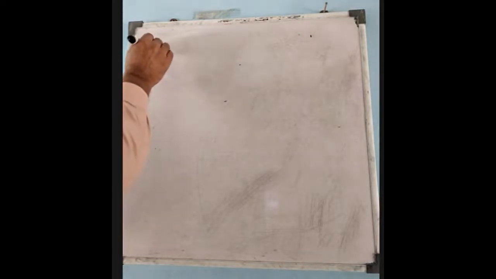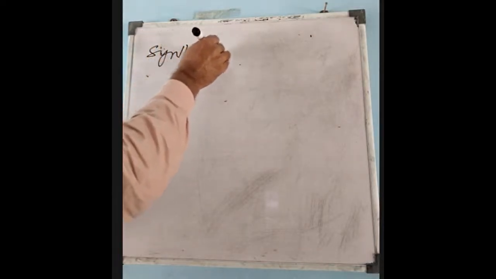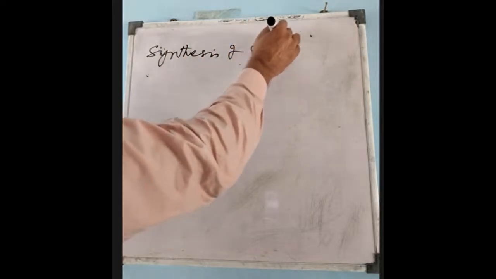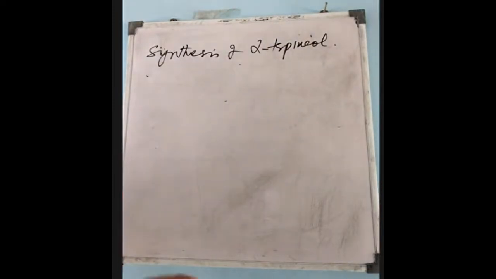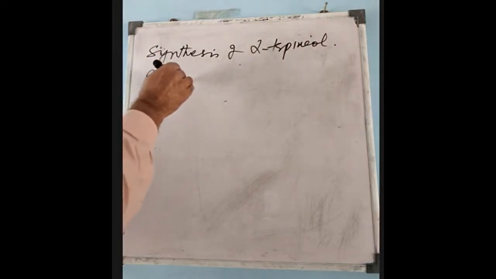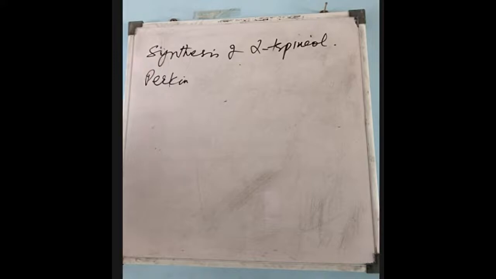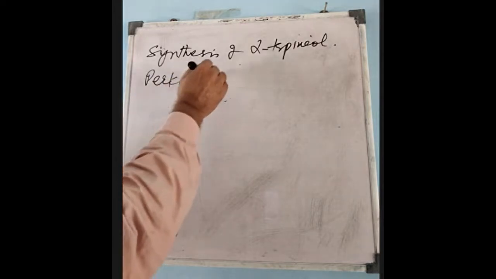Synthesis of alpha terpineol. Actually, here two syntheses were introduced. First was only by the one scientist, Perkin Jr. The Perkin reaction is given by the senior Perkin. Then there was another Perkin, who was known as Perkin Jr.